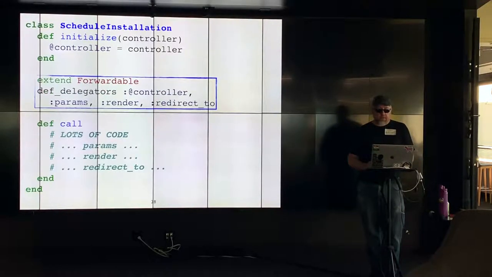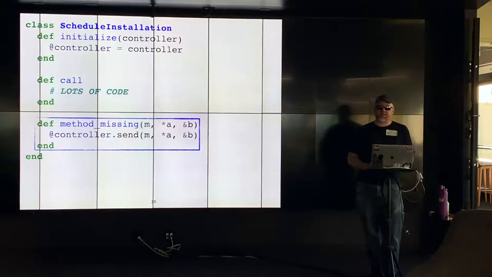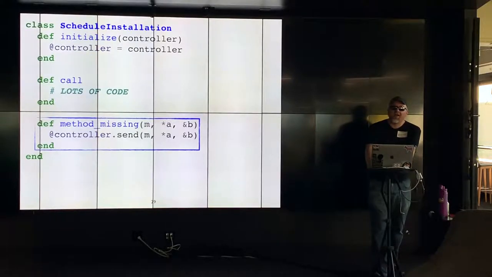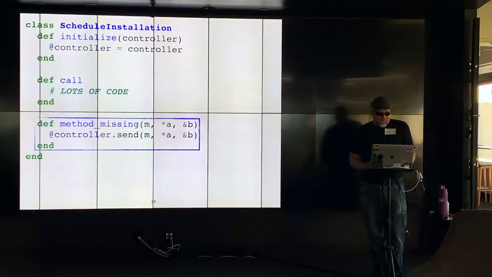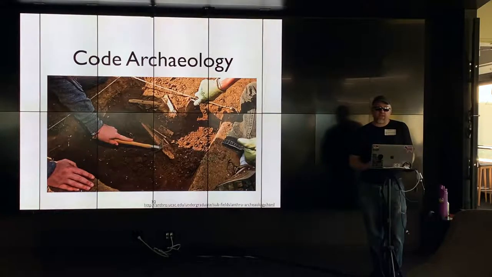Another thing I could do would be to use the forwardable module in the standard library, which lets you quickly say, delegate these things to that. But I still have to know what the whole list is, and that sounds like work too. So I'm going to take door number three, method missing. This is a cheap and ugly hack, but it's also the fastest way to get the tests to pass, so I'll take it. I'll come back to it later, but for now, I want to start digging into the method body proper.